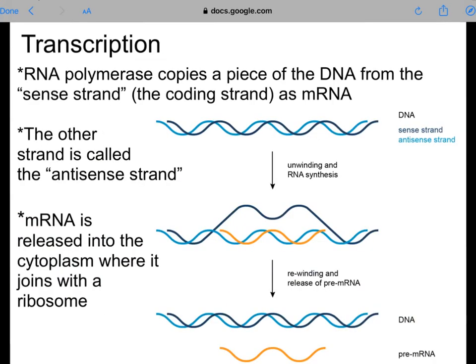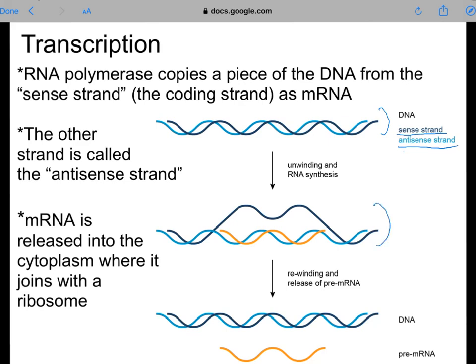It's another way to look at that process. So the DNA, of course, has two strands. Only one of those strands actually gets copied. That strand is called the sense strand. The non-copied strand is called the antisense strand.